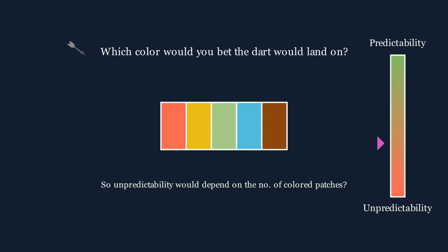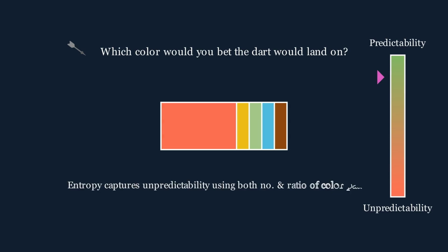Well, not really, right? We can have unequal proportions of the patches on the board. In this color arrangement, despite the number of colors remaining the same, your predictability would go up since red occupies the largest area out of all colors, which is what you want to bet on. This intuition is essentially what entropy captures. If we think of colors as states of a random variable, entropy measures unpredictability in the system by considering both the number and ratio of states.